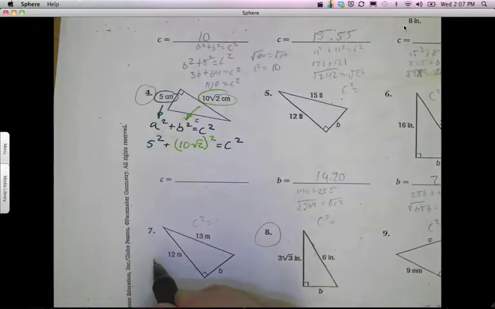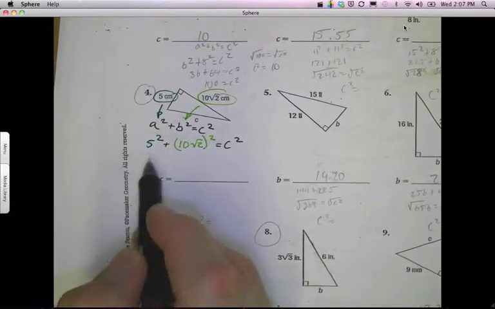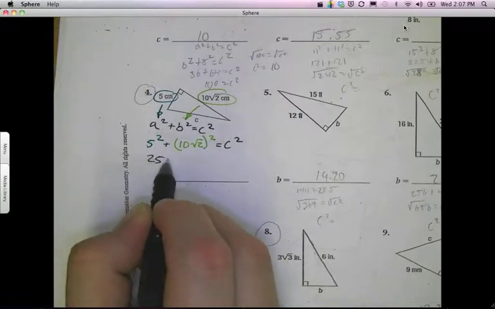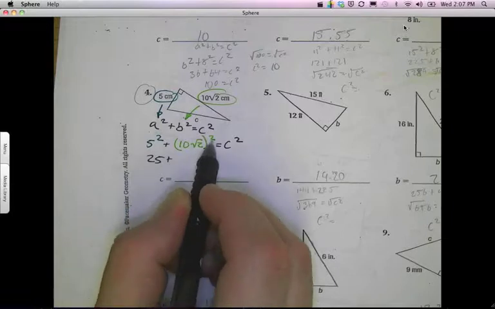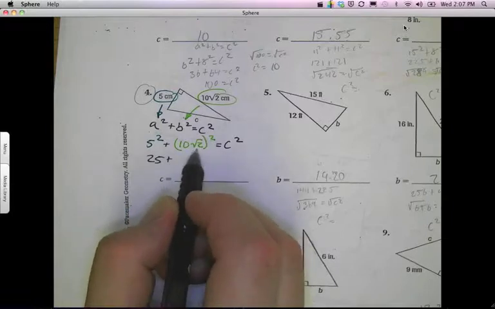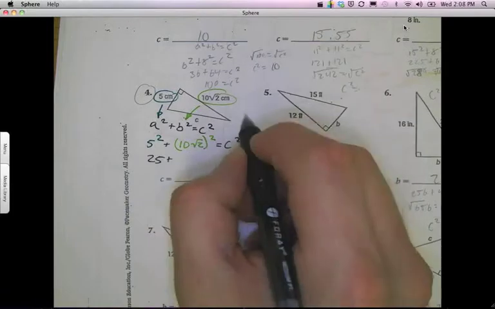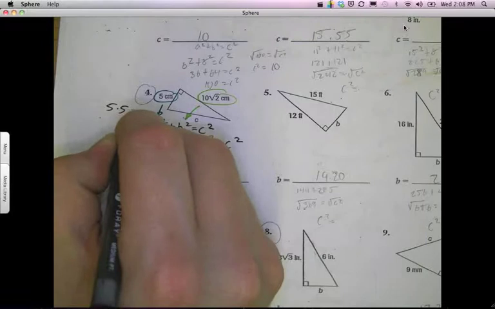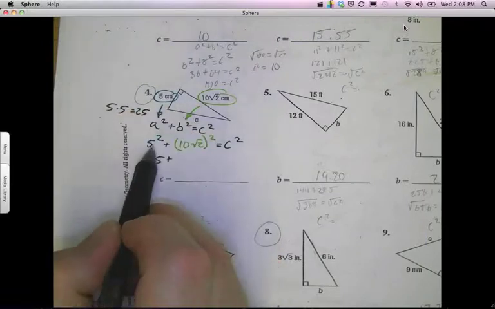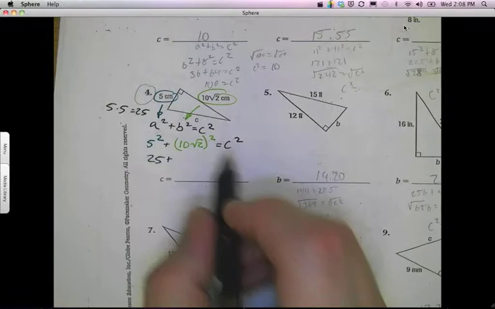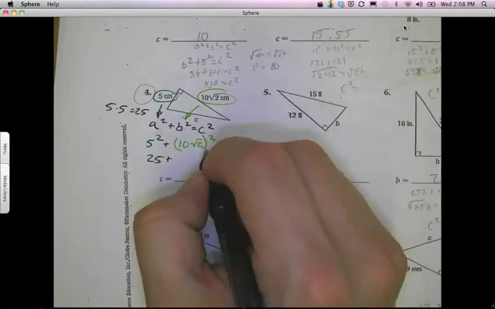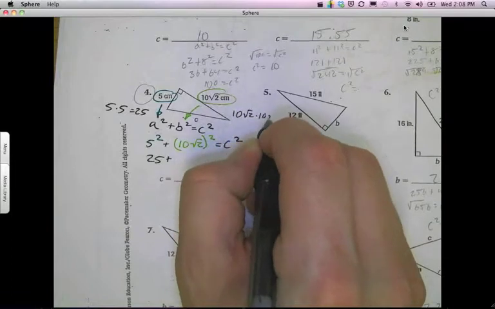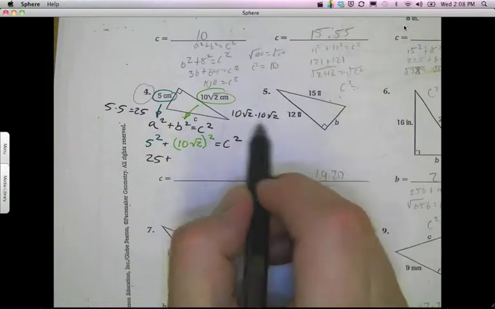Now if I'm doing this, you know how to do the first part. 5 squared is what? 25. But this part is difficult to do if you don't know how to use square roots. Now, to understand how this works, remember that 5 times 5 is equal to 25, and that's what 5 squared is. 5 squared is 5 times 5. But here, 10 times the square root of 2, squared, just means 10 times the square root of 2 times 10 times the square root of 2. It means those two things multiplied together.